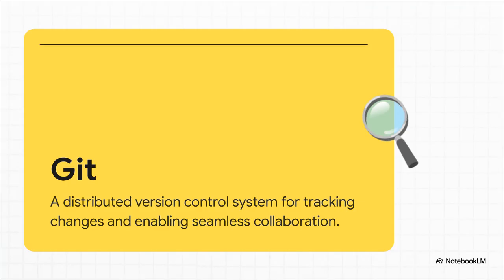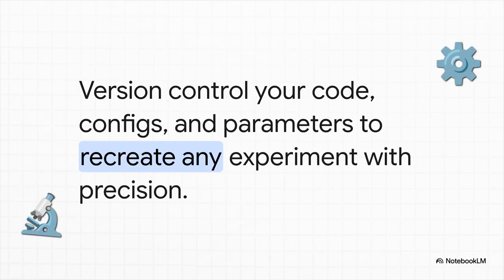So what is Git really? At its heart, it's a version control system. But don't think of it as just a tool for software developers. For you, the data scientist, it's your project's time machine. It tracks every single change to your code, your configs, your notes, giving you a perfect, undeniable history of your work. And that history leads us to the first pillar of solid MLOps, reproducibility.